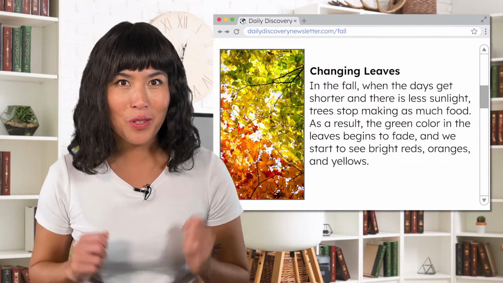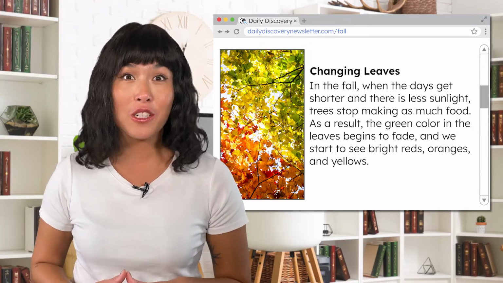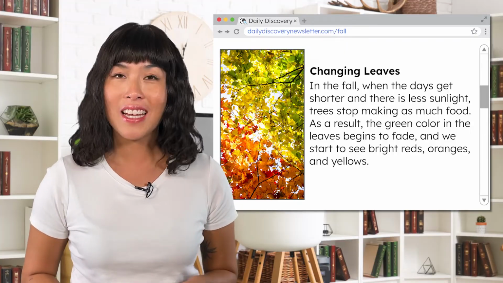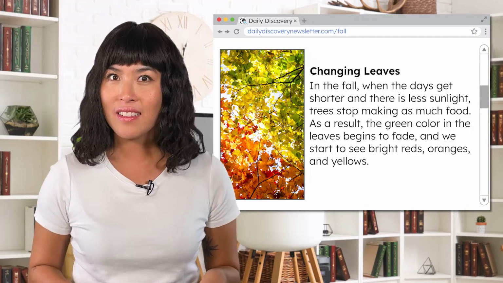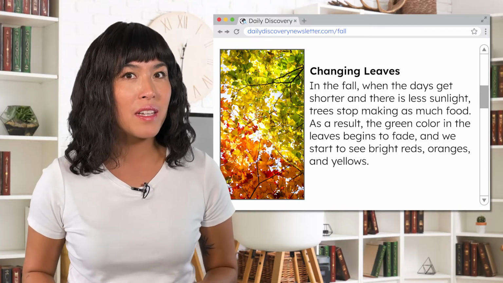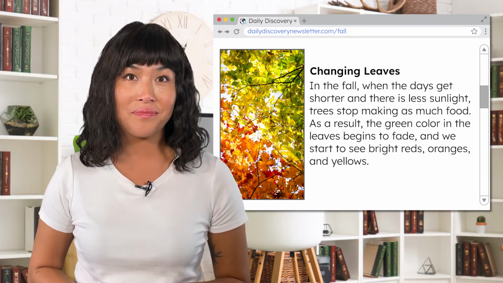Now it's your turn. Here's a short nonfiction passage about how leaves change in the fall. As you listen, see if you can spot what happened and why it happened.